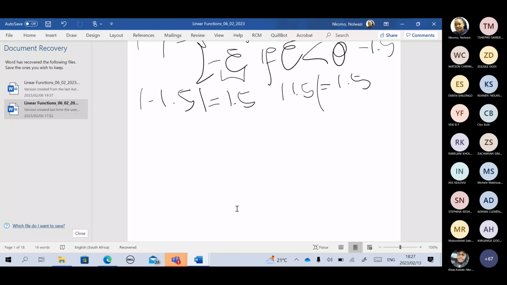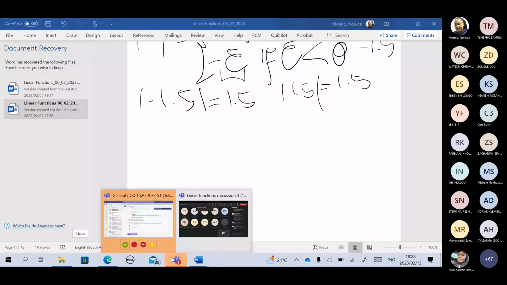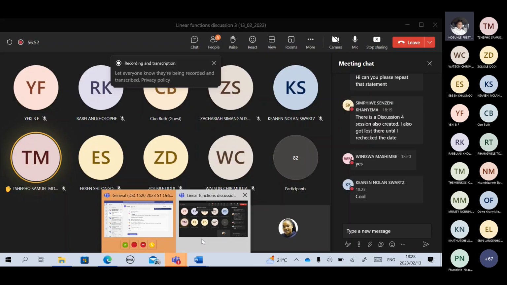Because if you use the link to say join now and you join that meeting, and then I open the meeting for next week, you will receive a notification to say join now, and you join and then find there's no one. So use the calendar on your Teams and you'll be able to join the correct meeting. Right, thank you. Let us continue, Miss Gomo.